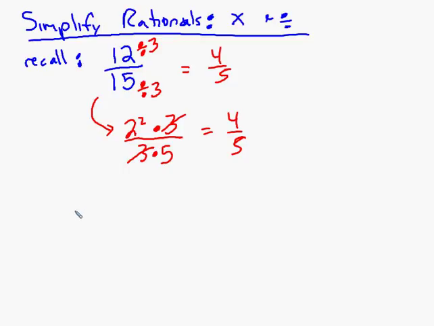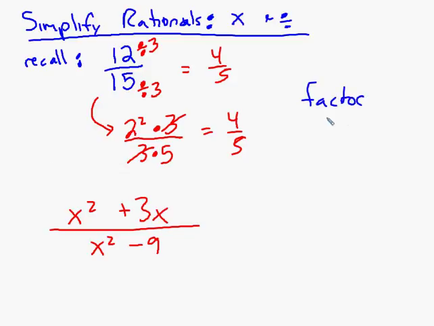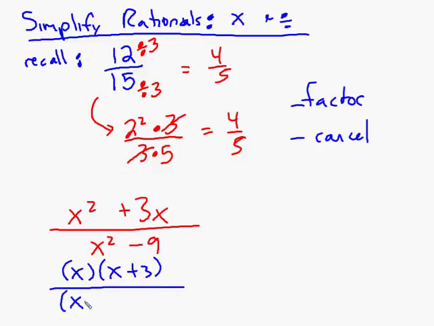So what we are going to do for these is, if I have x squared plus 3x over x squared minus 9, I'm going to do the same basic process. I'm going to factor, then cancel entire groups. Alright, so I'll factor my numerator: x comes out, and then I have x plus 3. And then in the denominator, when I factor that, I get x plus 3 and x minus 3.